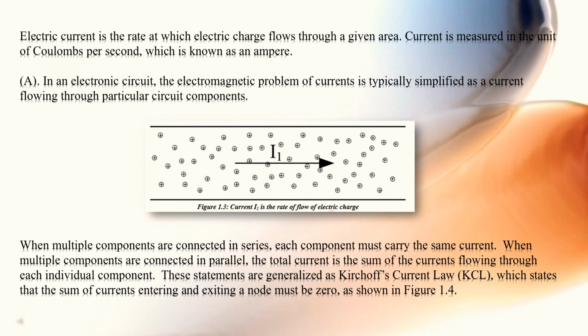Electric current is the rate at which electric charge flows through a given area. Current is measured in the unit of coulombs per second, which is known as an ampere. In an electronic circuit, the electromagnetic problem of currents is typically simplified as a current flowing through particular circuit components.